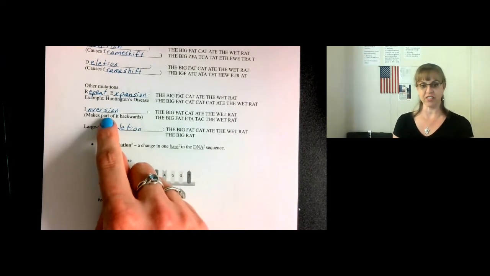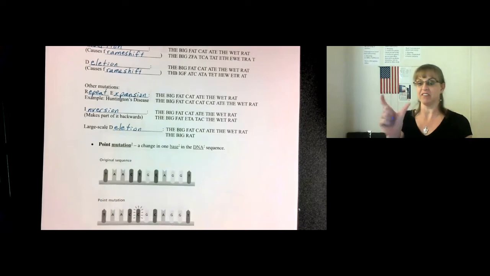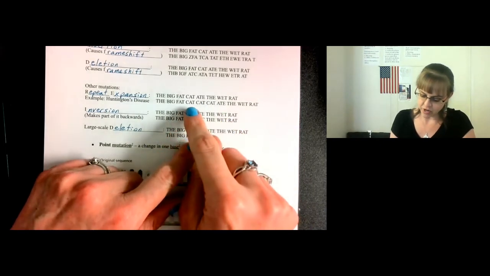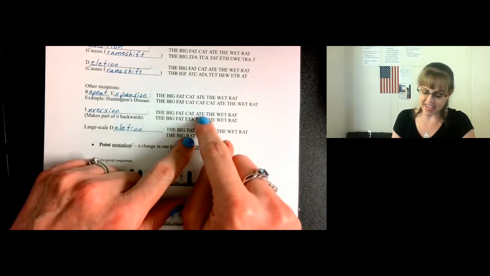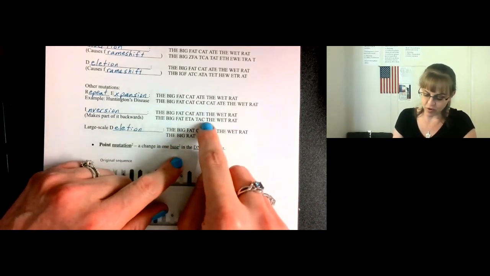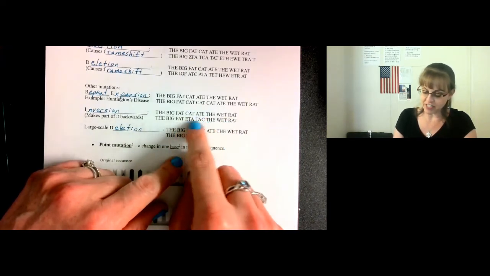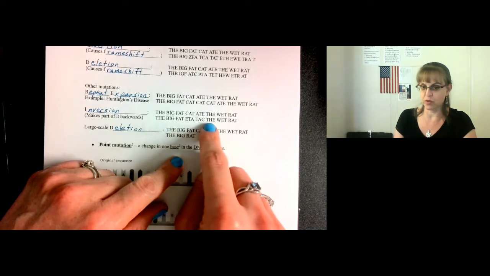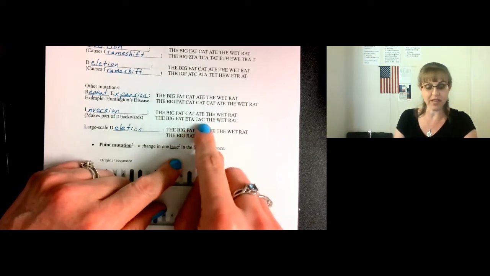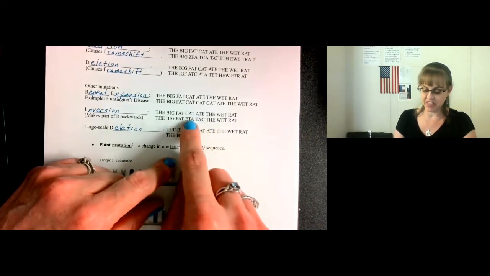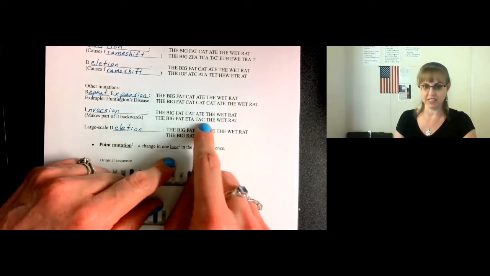Another mutation is an inversion. It inverts or flips part of it backwards. So if we take the word "cat ate" and write it backwards, "eta tac", then that reverses these two groups of letters and switches them around. So that messes up these two amino acids.